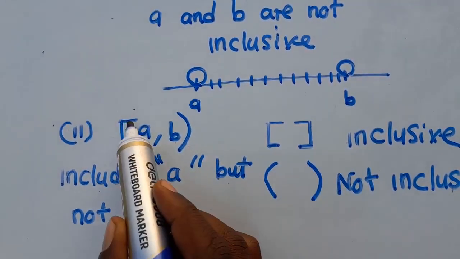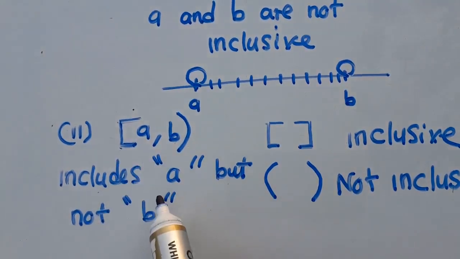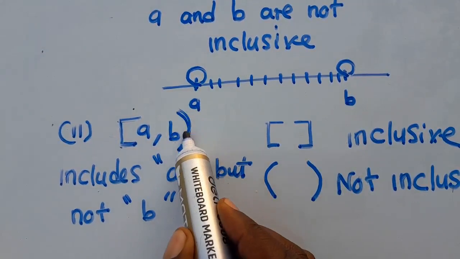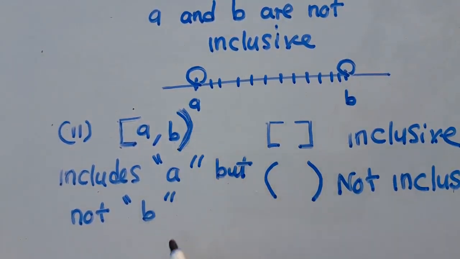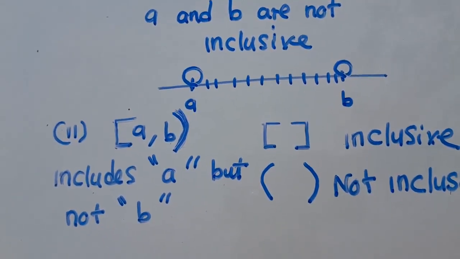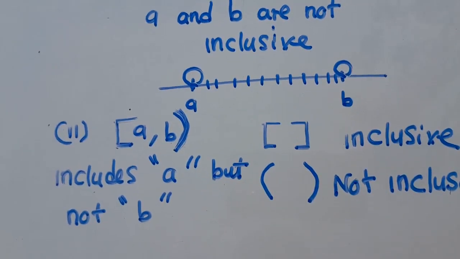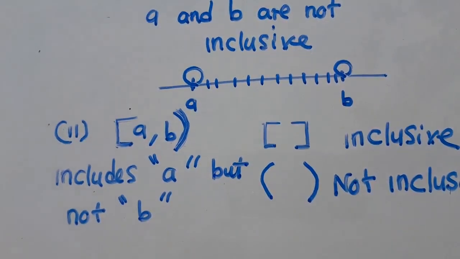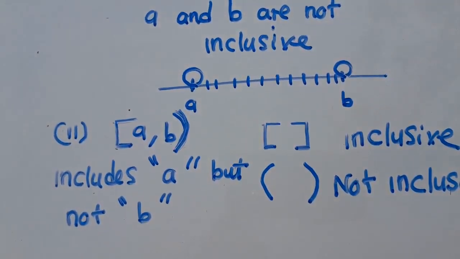Whenever you see this bracket here, it means it is including the first one. Then this one here is not included. So it is not inclusive, not part of the solution. This is what this means. I want you to understand this and get all the necessary information that you are supposed to know.